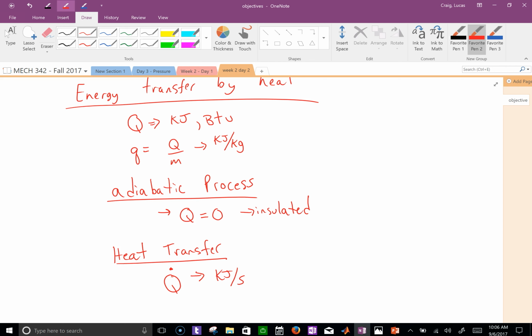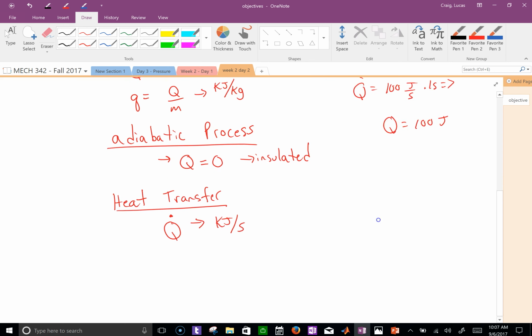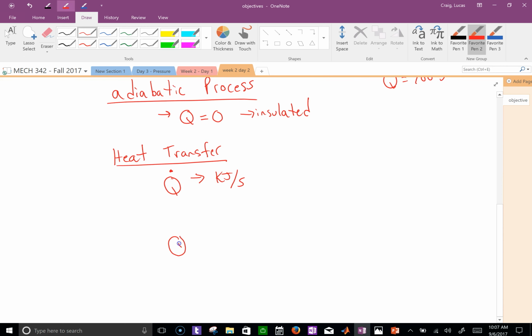So if I have, let's do a number here just real quick. Say our Q dot is 100 joules per second. And in 1 second, how many joules do I have? In 1 second, 100, right? Because you just multiply by 1 second, and you end up getting Q, which is 100 joules. Everyone see the difference? So the equation that we'll use to find Q without the dot is this.